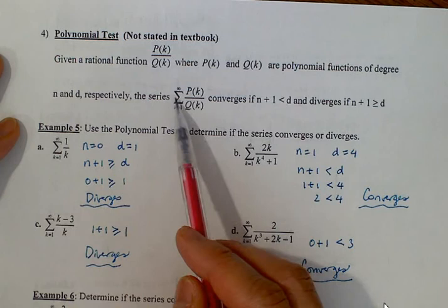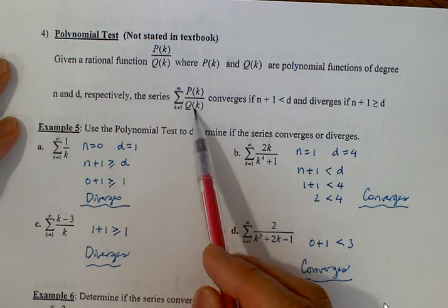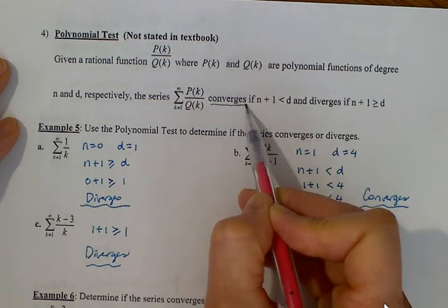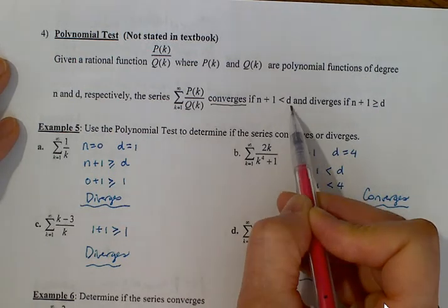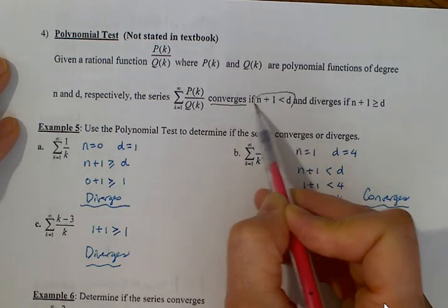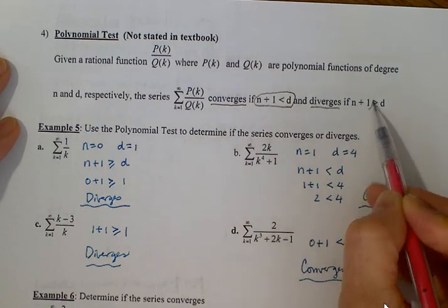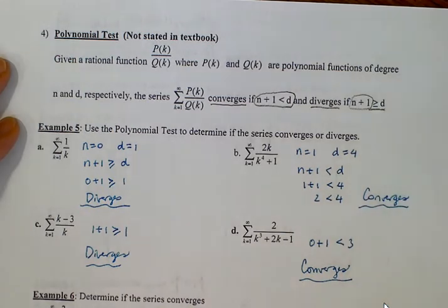And so if you have this as your kth term and you're looking at the series, then this is the conclusion. If it converges, that means that the numerator's power plus 1 is less than the denominator's power. And it diverges if the numerator's power plus 1 is greater than or equal to the denominator's power.